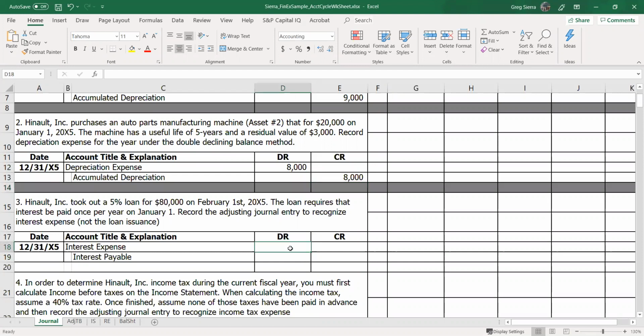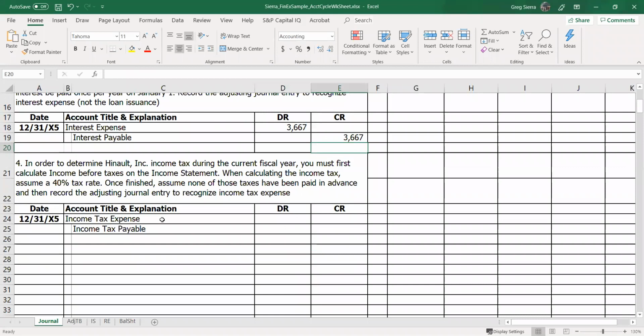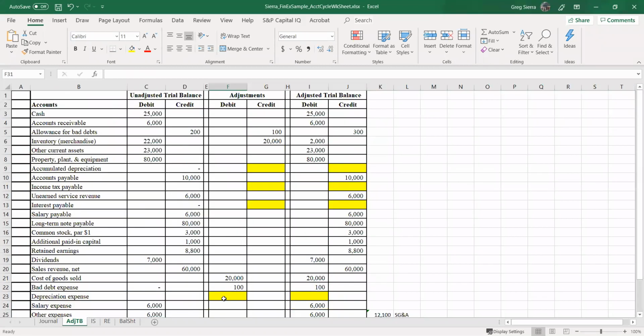If there had been monthly payments, then we'd only have to adjust the last month, but that's not the case here. So it's 0.05 for 5%, times $80,000 principal, and we're going to multiply that by the fraction of the year, which is 11 out of 12 months, and we get 3,667. The last one, again, we're going to have to calculate our income before taxes and then come back.